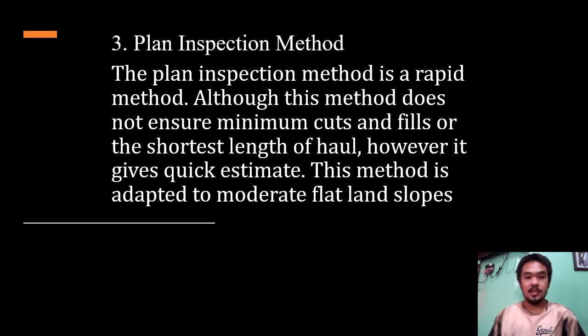The third method is the plan inspection method. This is a rapid method, although it does not ensure minimum cuts and fills or the shortest length of haul. However, it gives you a quick estimate. This method is adapted to moderate flatland slope. This method is not ideal because we want to minimize the cut and fill up to 1,500 cubic meters per hectare. So we need to accurately estimate the earth that needs to be moved. So this is not so ideal.